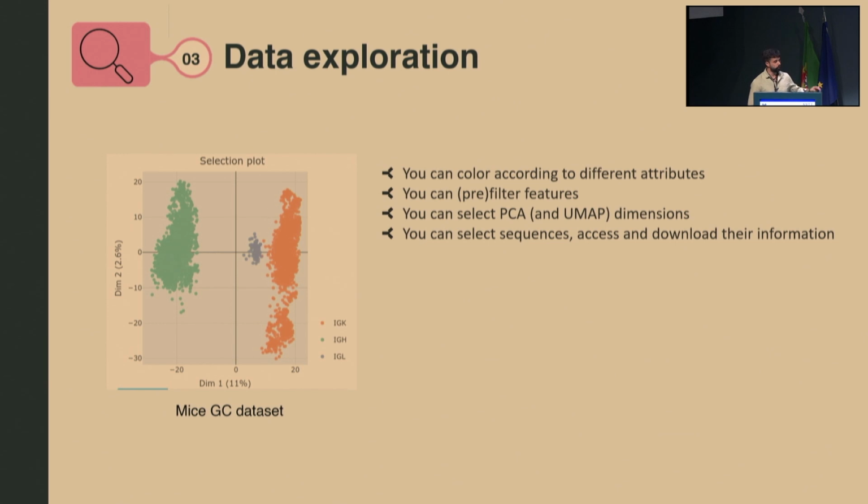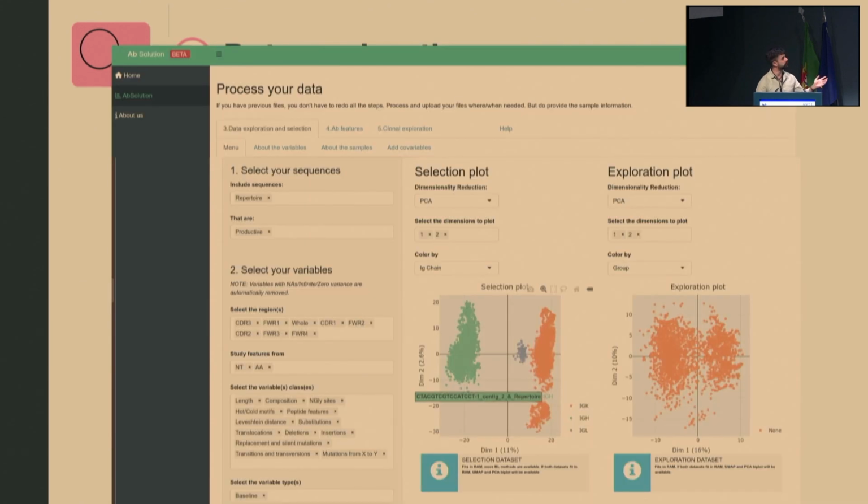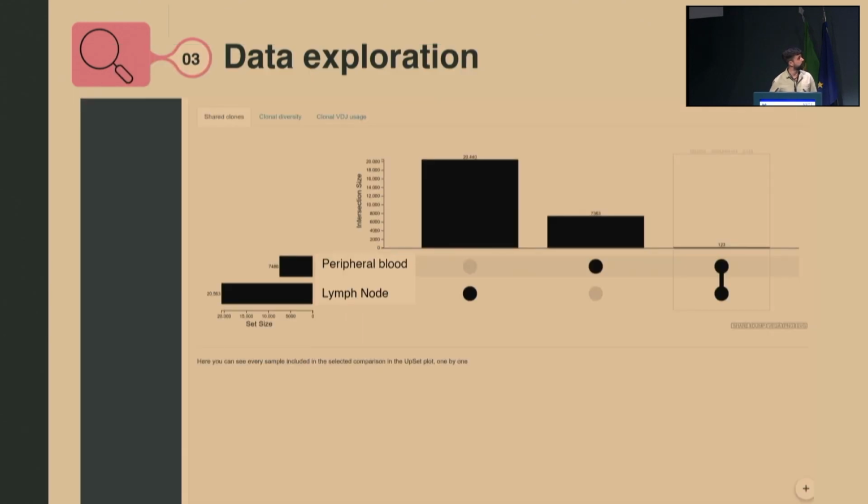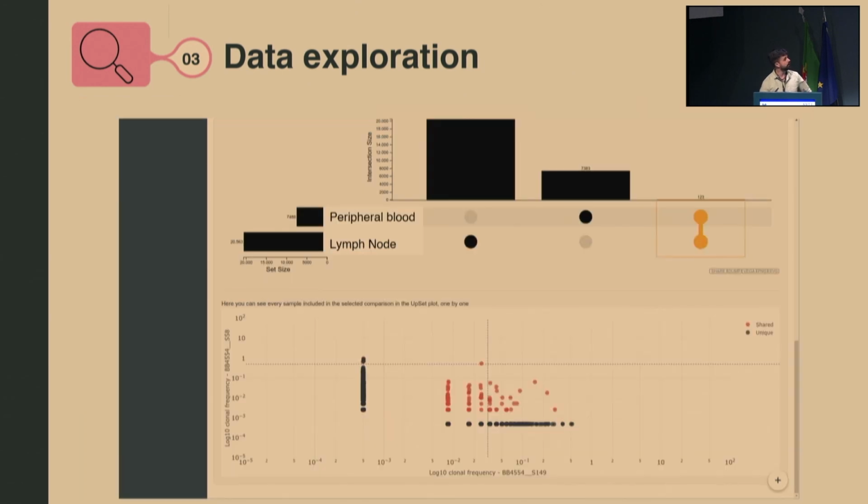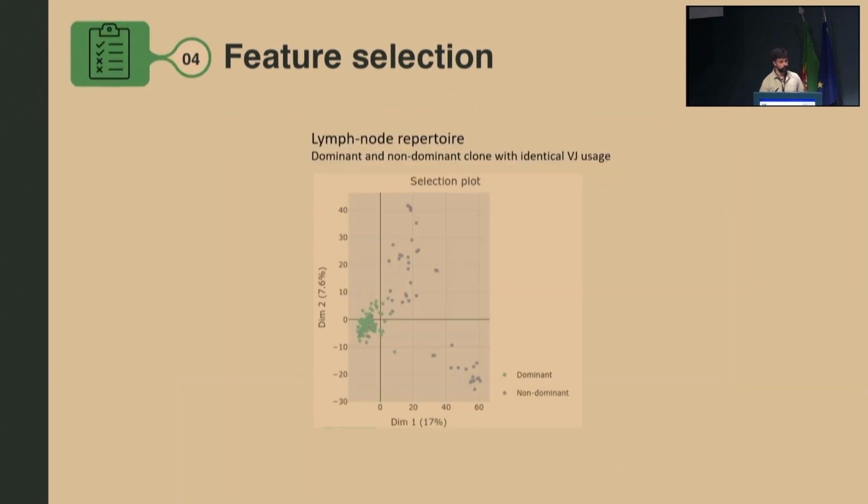And you can use PCA, UMAP, and the good thing about this in Shiny is that you can interact very quickly. You can select, drag, drop, store information, move on, filter. This is really easy to do and really comfortable. For example, you can also explore things at the clonal level. Here you can see the clones that are shared between peripheral blood and lymph nodes. You can select them. You can see how they are shared. You can subset these sequences.